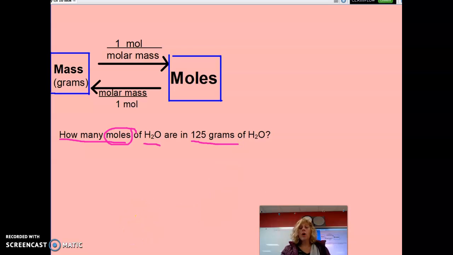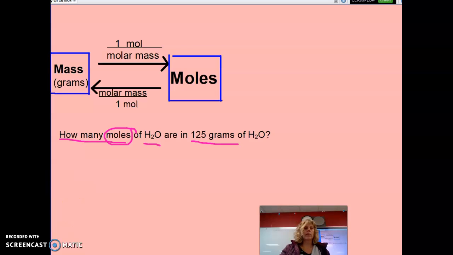The only number I'm given is this 125 grams, and I want to get that to moles. I have this little cheater chart, which is actually right from your book. It tells you that if I'm going from mass in grams to moles, I'm going to follow this arrow. I actually need to find the molar mass, which is grams per mole. So I do need to look up this molar mass.